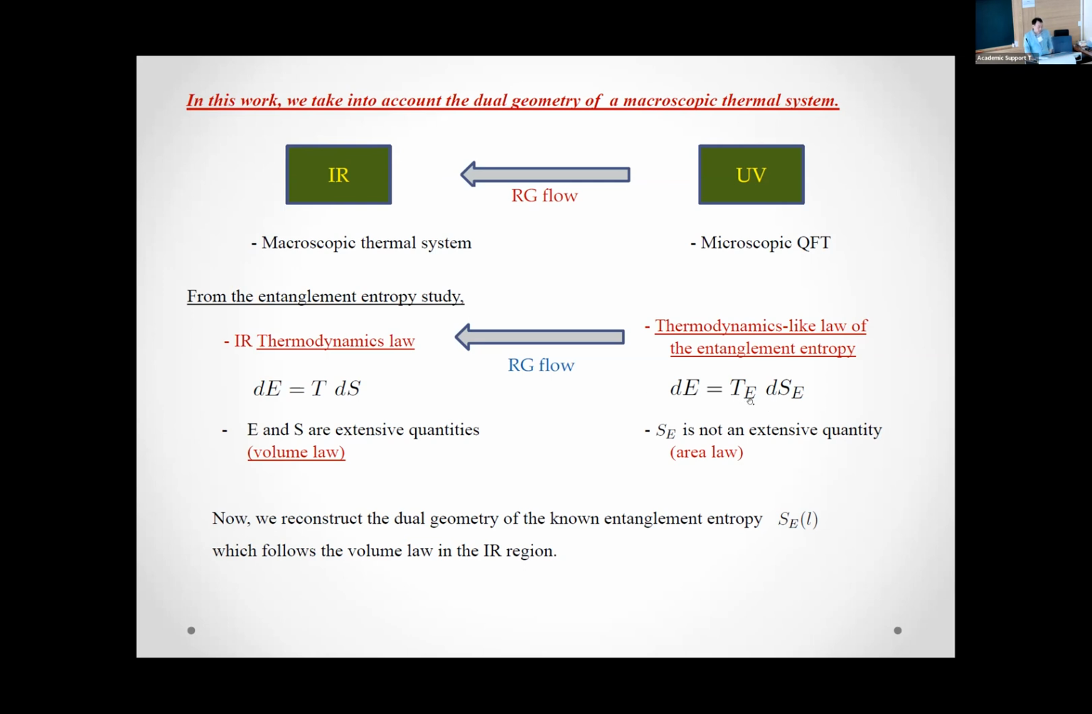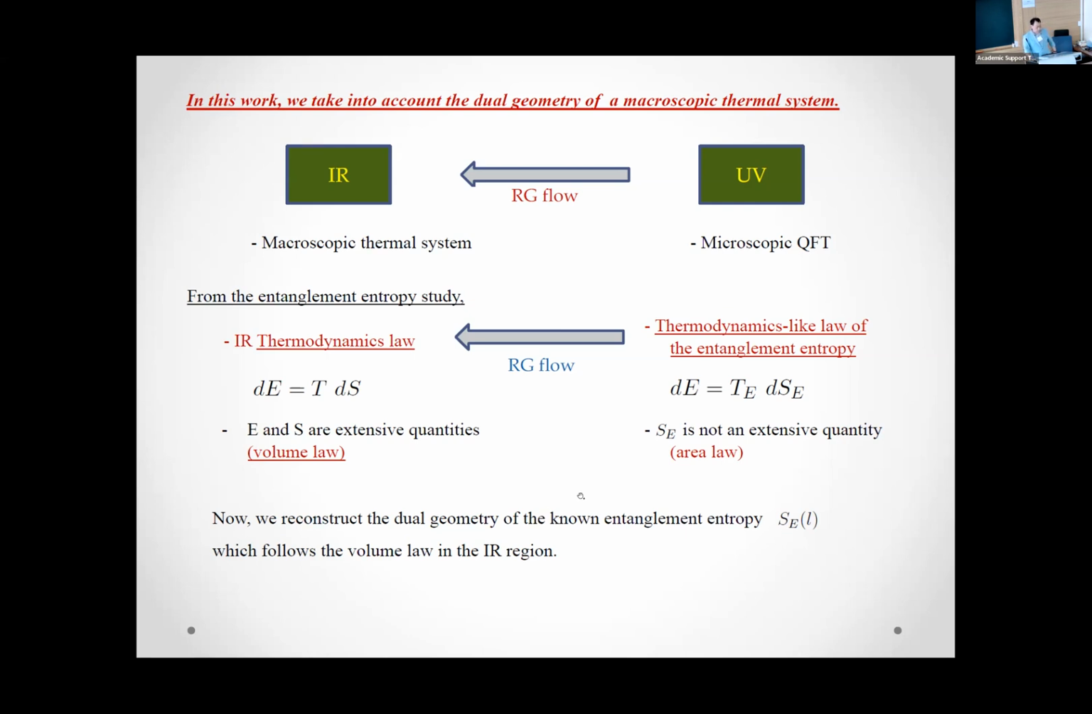However, this is not the same as the thermodynamics law, but it was known that if we consider the RG flow of this entanglement entropy, then in the IR limit this entanglement entropy thermodynamics law reduces to the well-known thermodynamic relation.